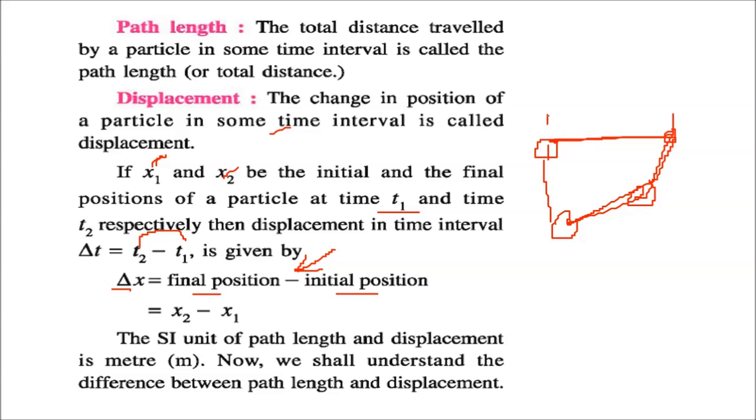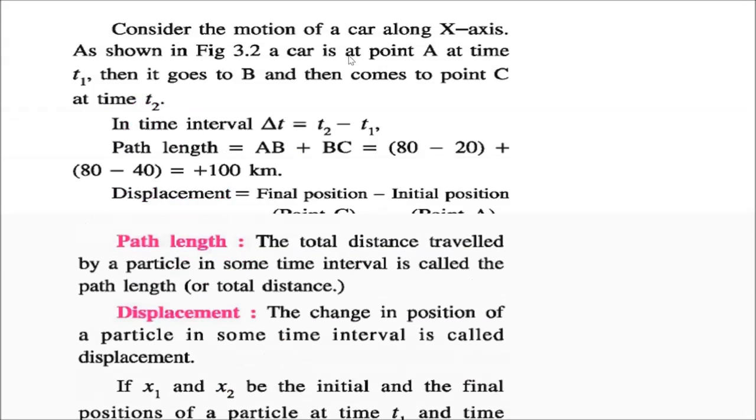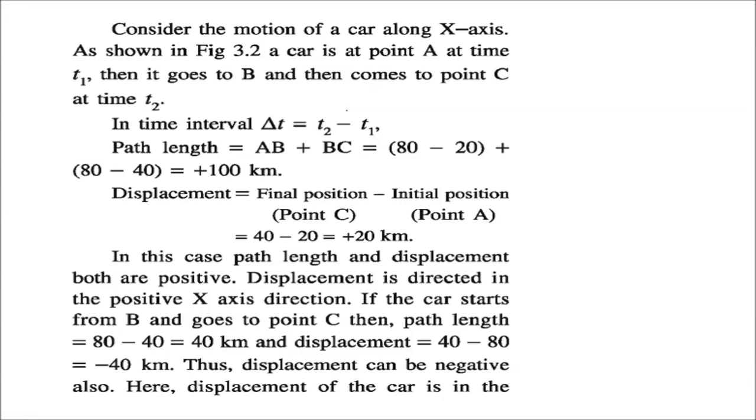If you try to find the displacement in this position, it will be this distance. Displacement from this point to this point will be this one, and this one I already told you. So displacement is different from the distance. The SI unit of both path length and displacement is the meter. So let us again talk about the difference between distance and displacement.